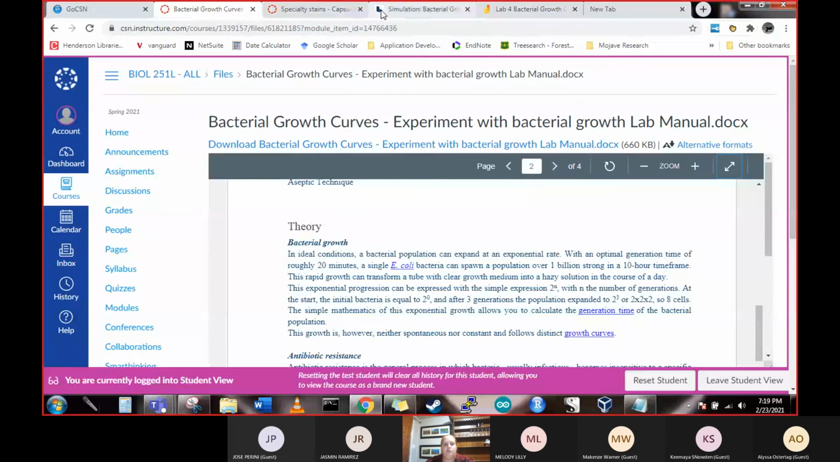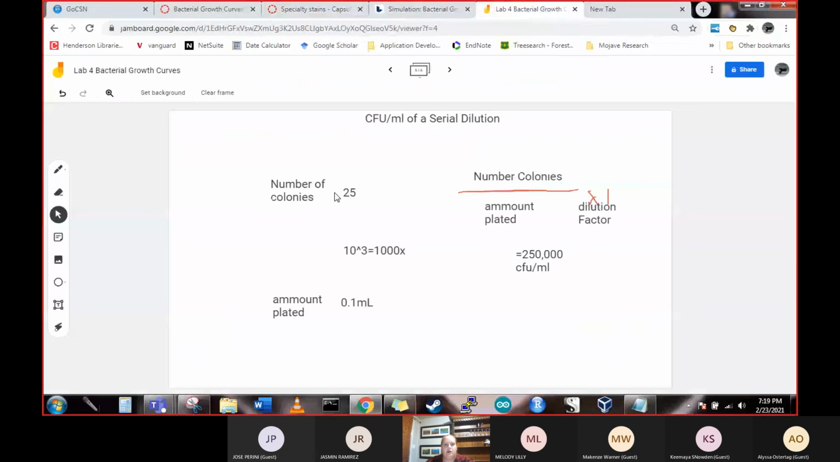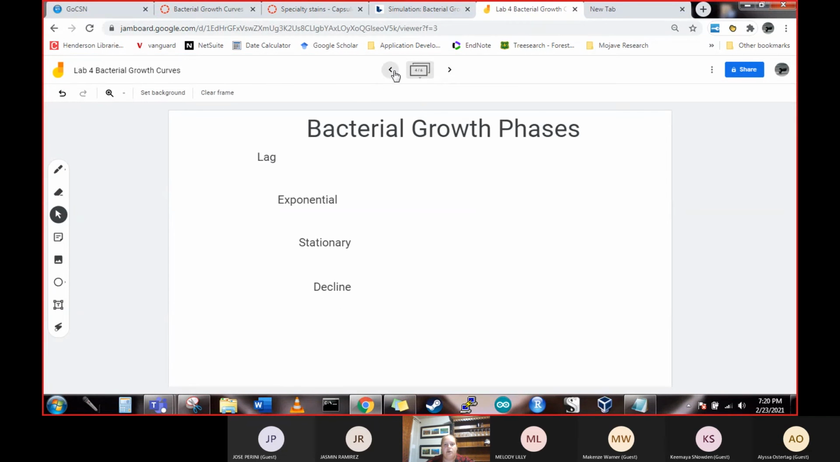So let's see. The last thing I wanted to go over, they're going to show bacterial growth phases. So I wanted to hit on the 4 bacterial phases of growth. And I apologize, I did not set up a graph here previously. But when you're looking at growth, there are these 4 phases: the lag phase, exponential phase, stationary phase, and the decline phase.